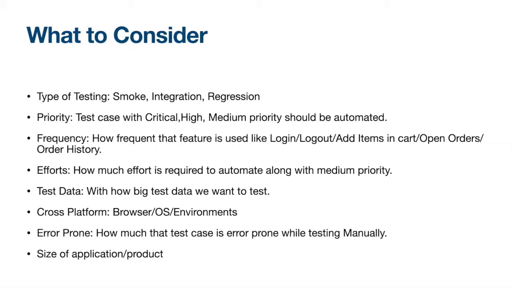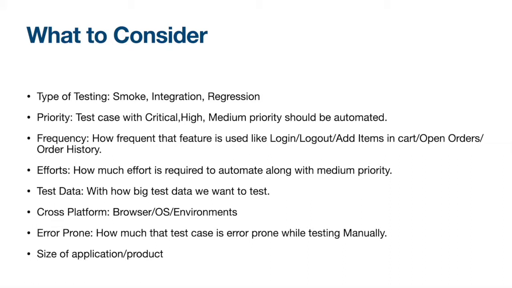You should first automate those things which are frequently used, because whenever you release any release or any hotfix, you need to test them again and again, and these features are frequently used in the market. So we need to save our time testing those features, as a part of regression or as a part of smoke. So always choose the features which are high in frequency.